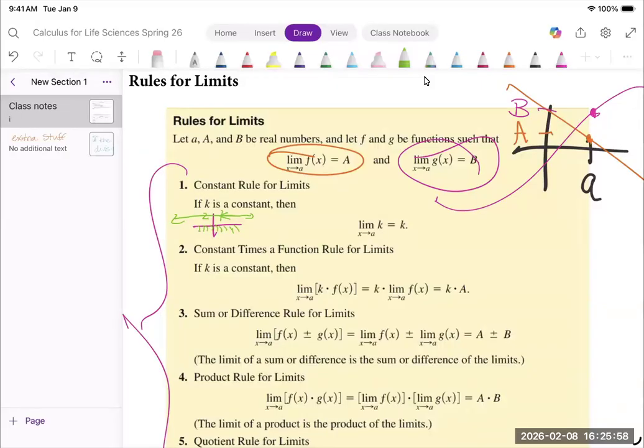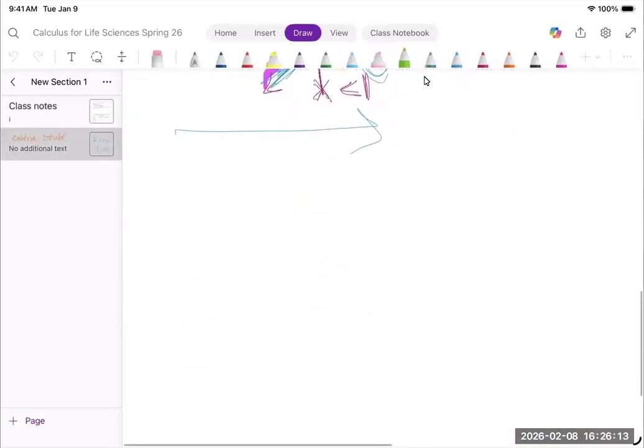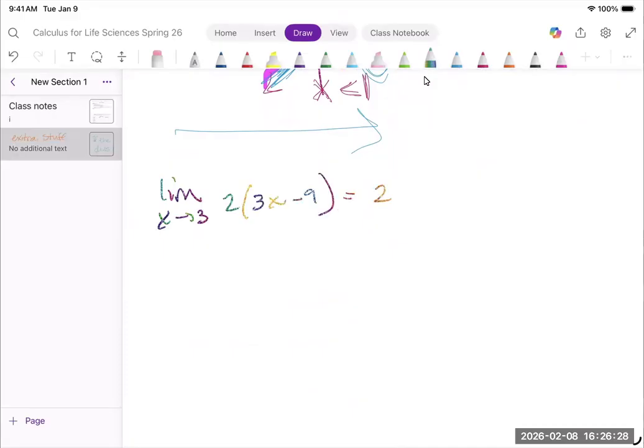The constant times function rule says if k is a constant, then the limit as x approaches a of k times f of x is equal to k times the limit of f of x as x approaches a, equaling k times A. So if I have the limit as x approaches 3 of 2 times 3x plus 9, let me change that to a plus 9.